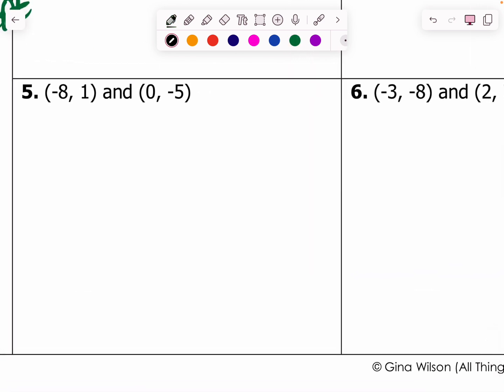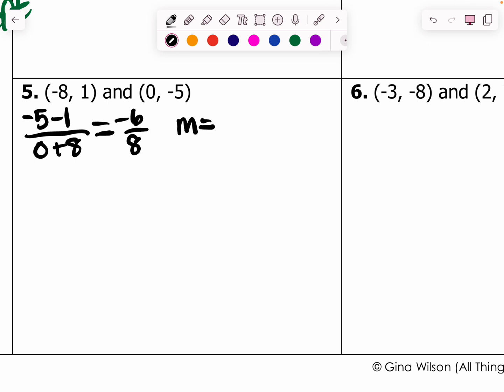First step. Find slope. Okay, so we're going to do negative 5 minus 1 over 0 plus 8. Why would it be 0 plus 8? Because the 8 is already minus a negative, which makes it a positive. So what is your slope? Negative 3/4. Negative 3 over 4.